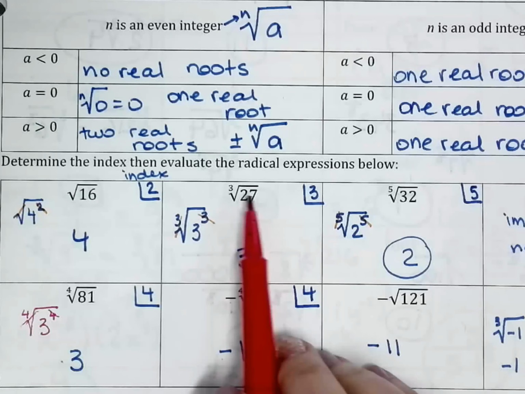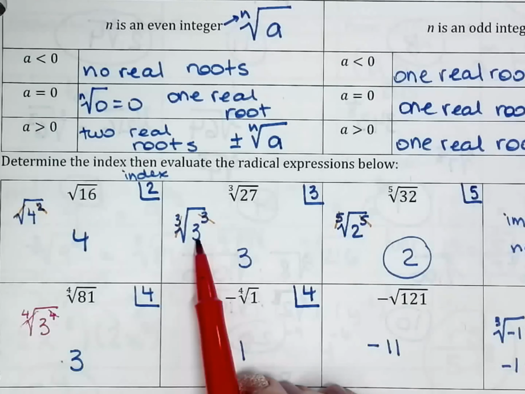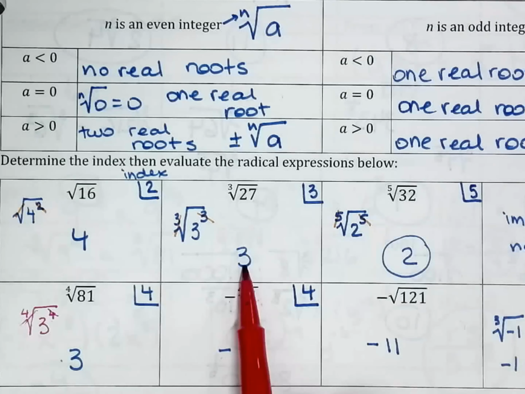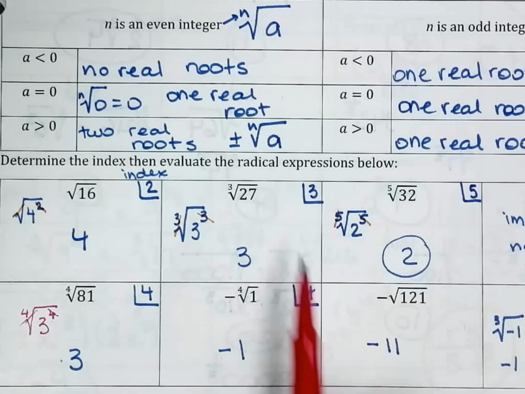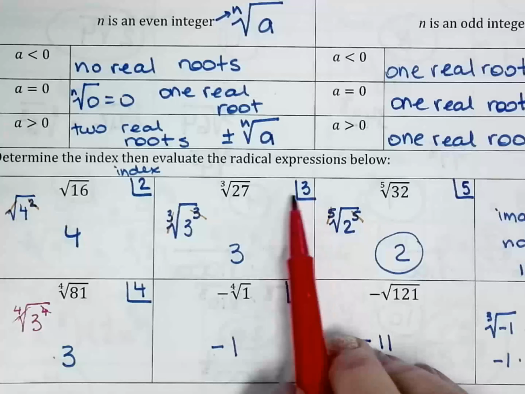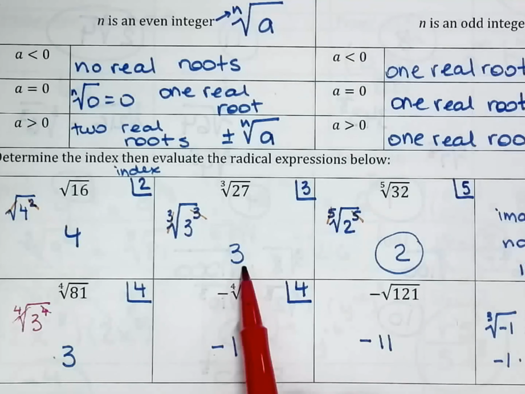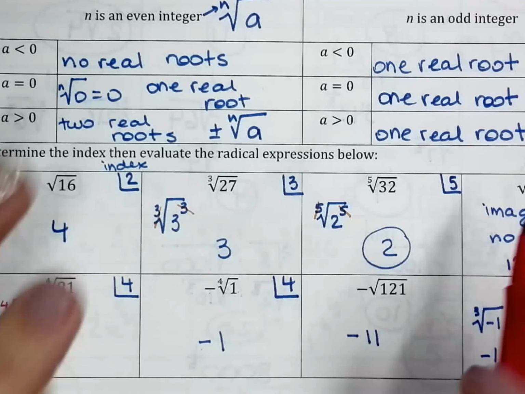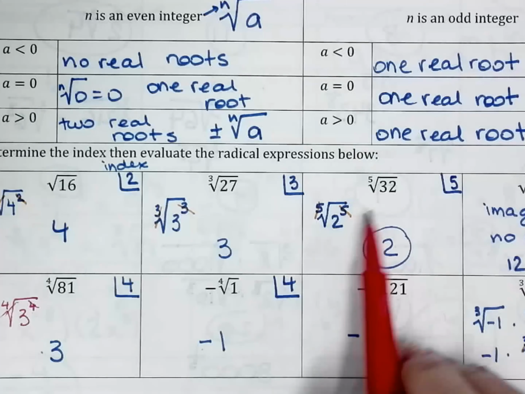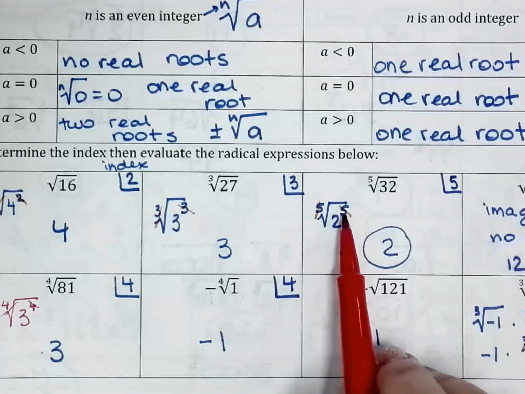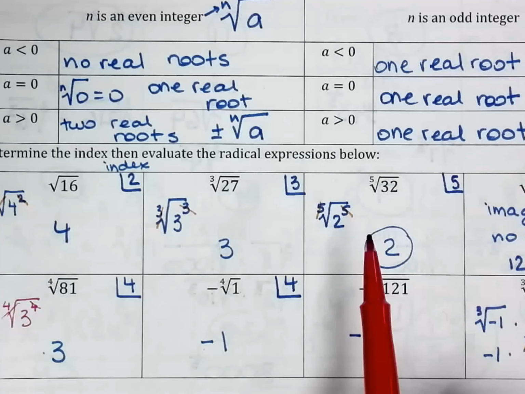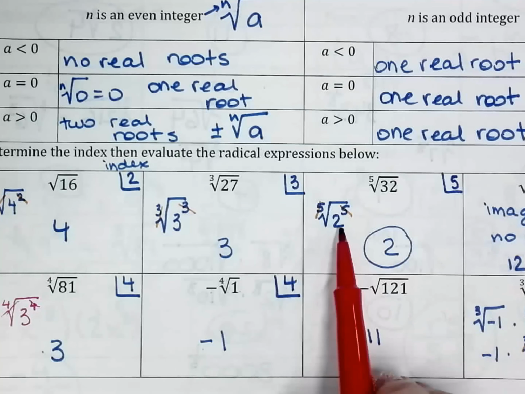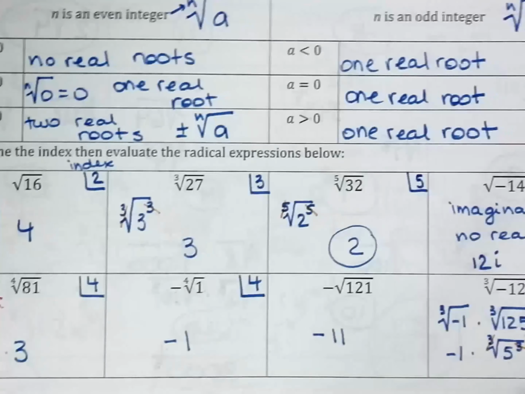Okay, how does that work? I have the cube root of 27. I know 27 is 3 cubed. So the index and the exponent simplify down to just 3. 3 is the answer right there. When the index is 5, we're going to make groups of 5. I know 32 is 2 to the 5th power: 2 times 2 times 2 times 2 times 2 is 32. So when the index and the exponent are the same, they simplify down to 2. So 2 is the answer.